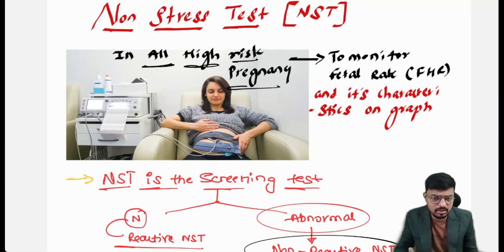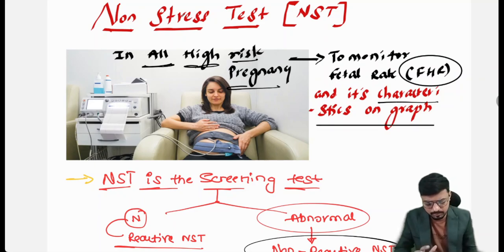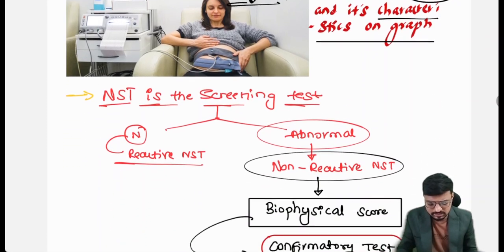So why are we doing it? It is very simple: to monitor the fetal heart rate and its characteristics on the graph paper. That is the very important reason why we are doing the non-stress test.